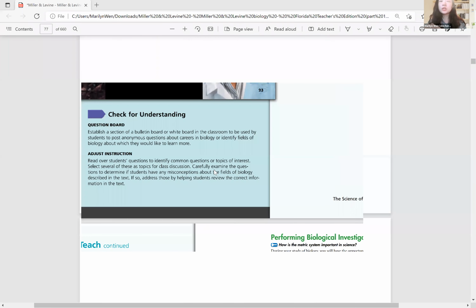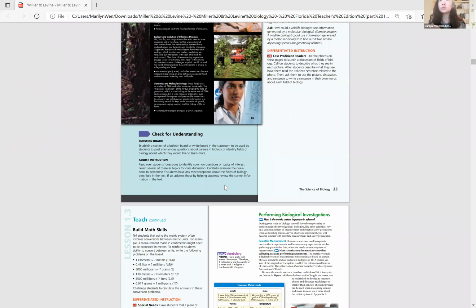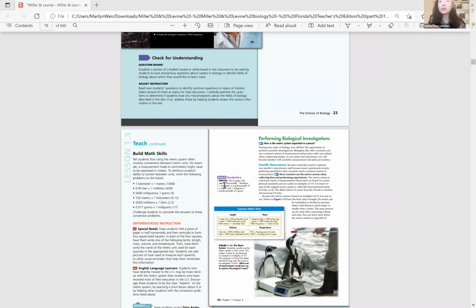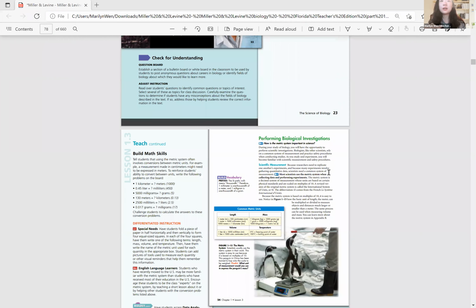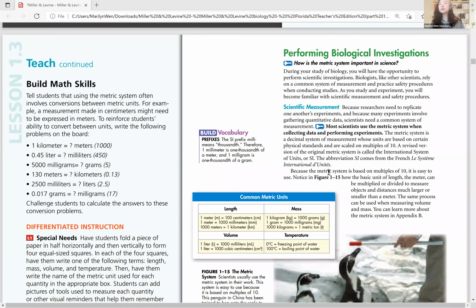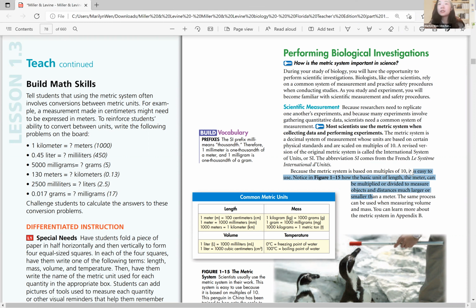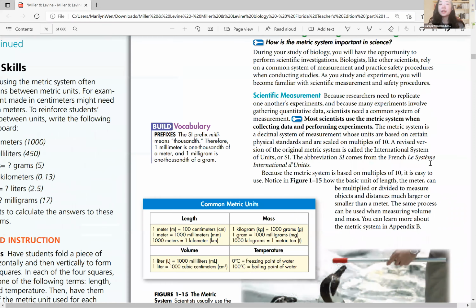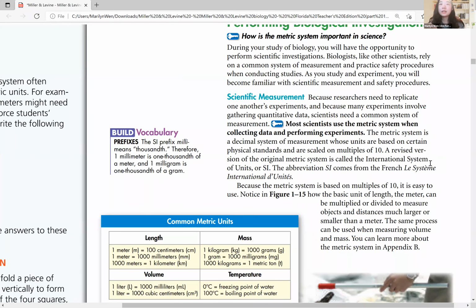So you can definitely read it on your own, because this textbook is only a general biology course, so it won't go into any of those details, but it will be very interesting for you to read. Then let's read this paragraph. It talks about scientific measurement.